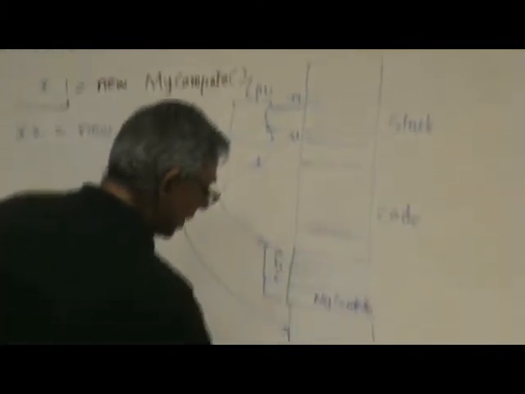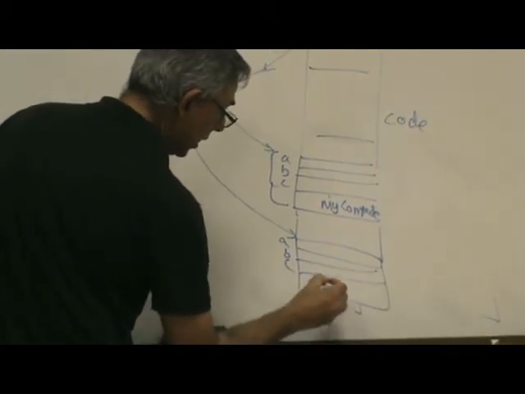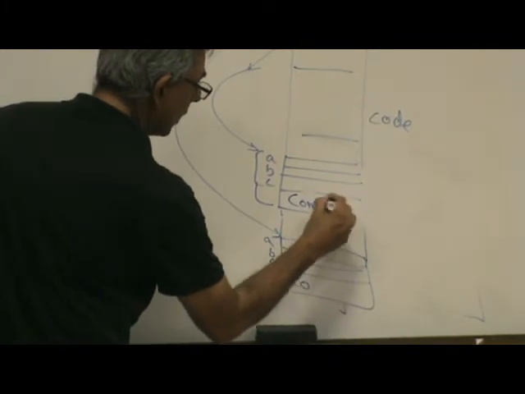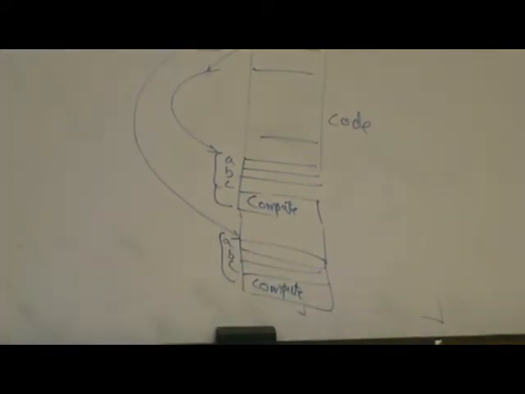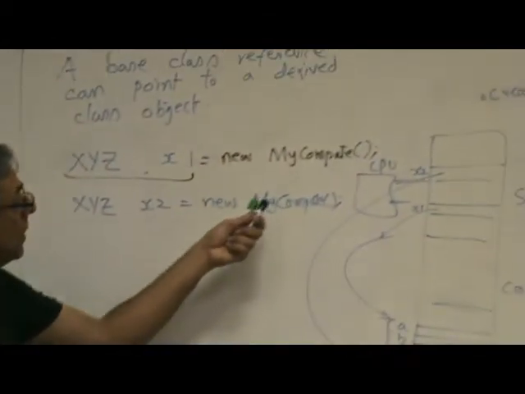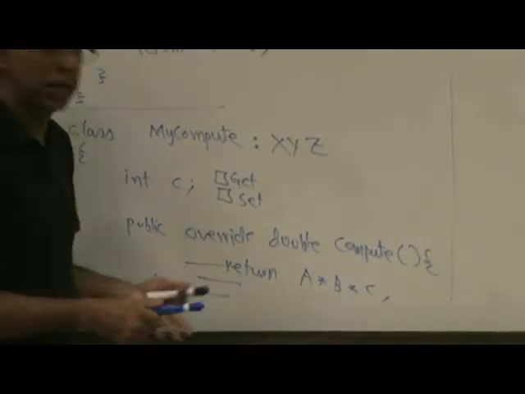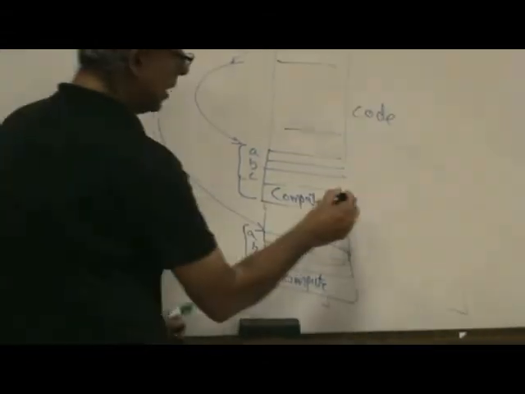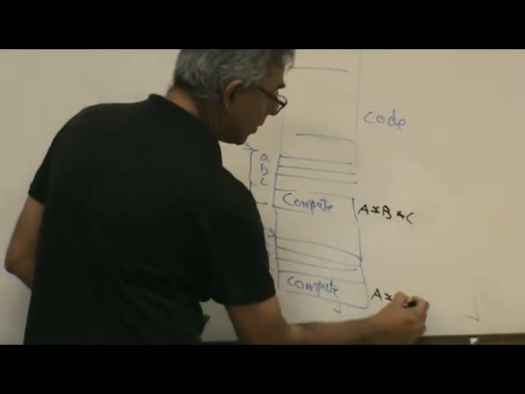x2 will look like, again, there will be A, B, C, and, sorry, not my compute, I called it compute. So the code for compute. Code for compute. So together, okay, so what's the code in the compute? Because we allocated memory for my compute class, the code for the compute method is A times B times C, right? So as you can see, whatever the assembly language equivalent of A times B times C is over here, it will also be A times B times C.